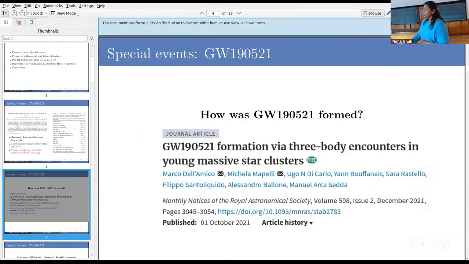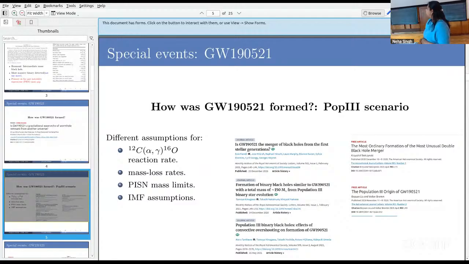So for today's talk, we will concentrate on how the formation of this binary black hole was explained to be coming from first stars of the universe, the population 3 stars. So there are these multiple papers from groups which claim that maybe this binary was formed by the evolution of binary stars, which were the first stars of the universe.